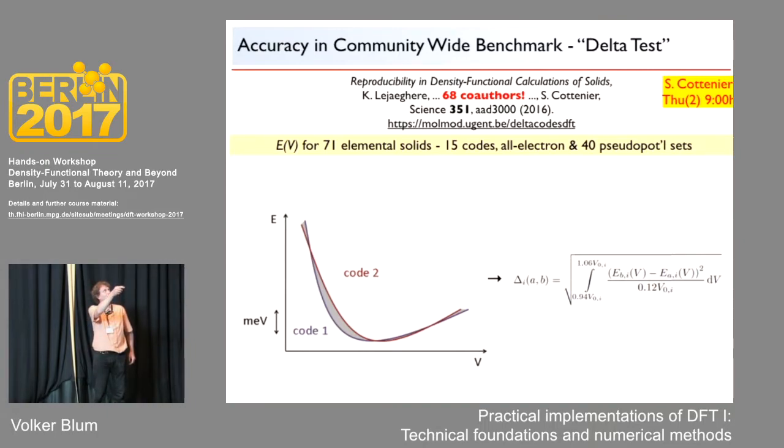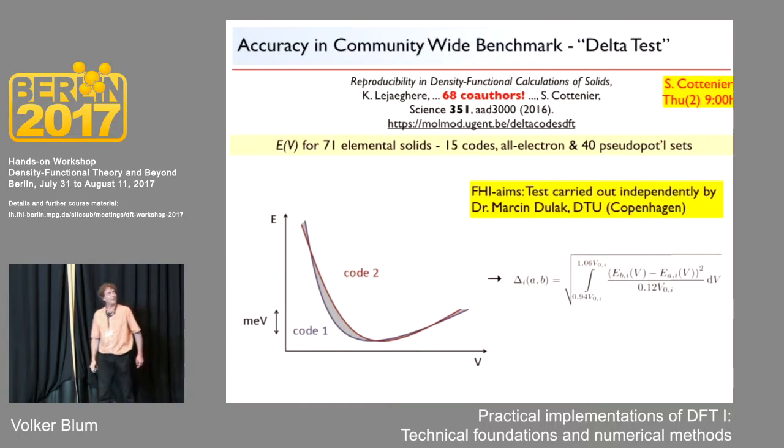got co-authors from 15 different codes, all electron or pseudopotential codes, and 40 different pseudopotential sets together to compare the differences in the equations of states, and they even normalized the bottom of this curve here. So the absolute scale of the curve didn't matter, just the shape of the curve, and they call this the delta test. And thankfully for FHI-aims, these tests were not carried out directly by us. They were carried out by Marcin Dulak, who at the time was a postdoc at Danish Technical University in Copenhagen.